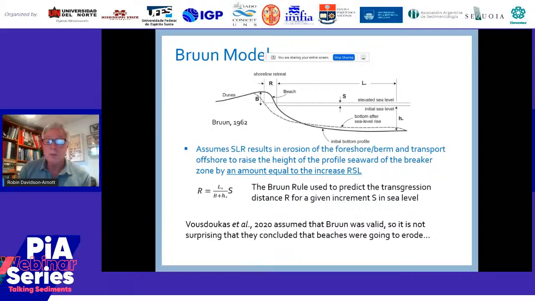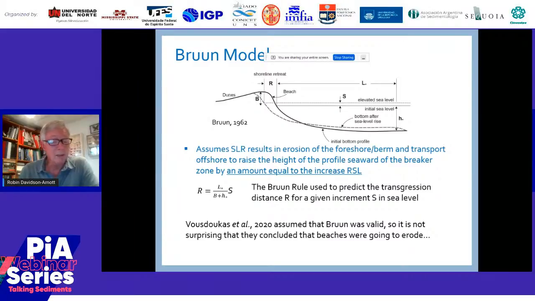The thing is that you can use the Bruun rule. It's an equation that is a general format. You can use it to predict the distance of retreat without actually paying any attention to the model itself. So you can predict the distance r without worrying about whether the sediment eroded has actually raised the sea level in the nearshore by the increment of sea level rise. And that's a problem because lots of people have therefore predicted the retreat without worrying about the actual model itself.